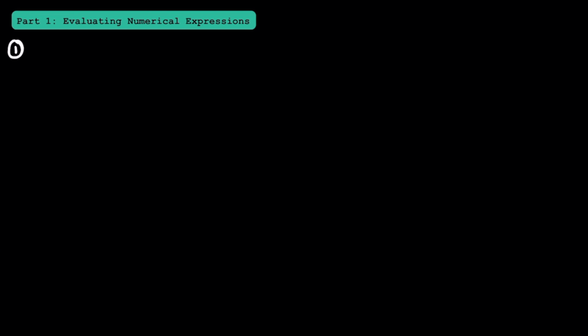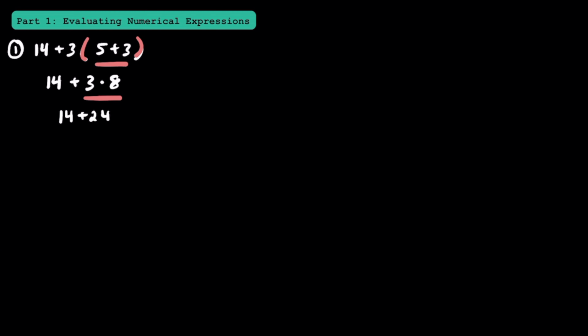Here's number 1. We have 14 plus 3 times the quantity of 5 plus 3. Following the order of operations, grouping symbols must go first, so we're going to add this 5 plus 3. 5 plus 3 is equal to 8, so we'll write 14 plus 3 times 8. Between addition and multiplication, multiplication is more important, and since 3 times 8 is 24, we'll write 14 plus 24. Finally, adding 14 and 24 together, we get a final answer of 38. That's the value of this numerical expression.